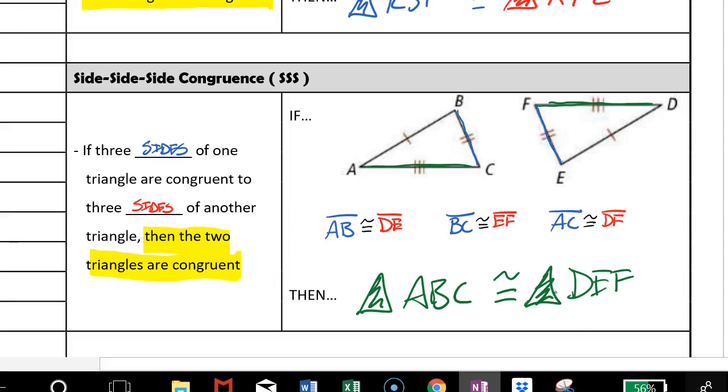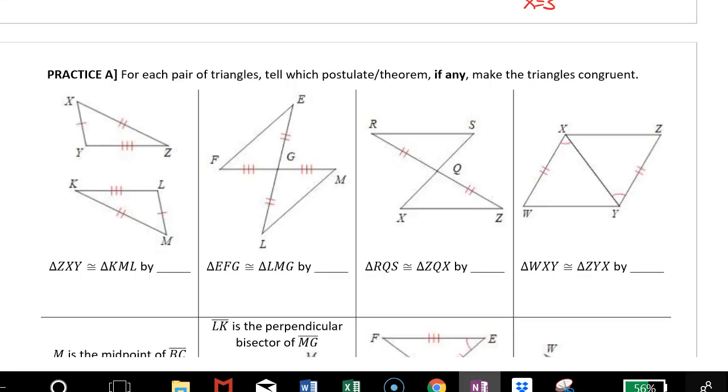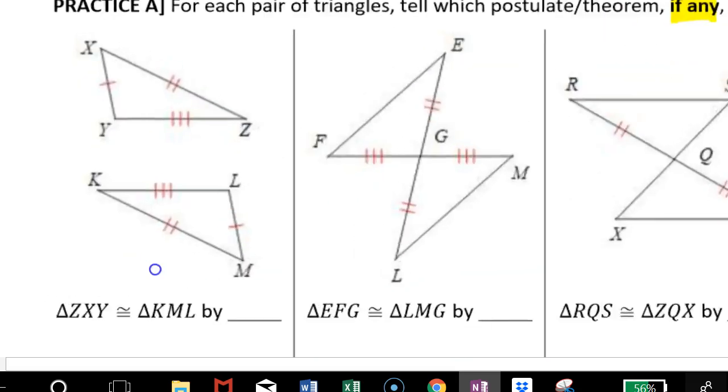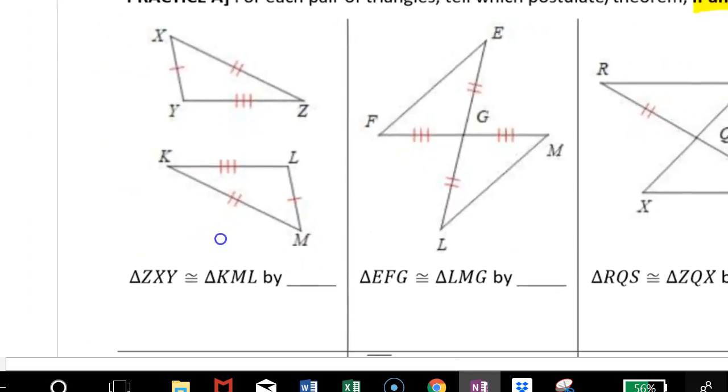Let's see what that looks like in practice. On our practice page, we are going to go ahead and, for each pair of triangles, tell which postulate or theorem, if any, make the 2 triangles congruent. Okay, let's zoom in on our first example.